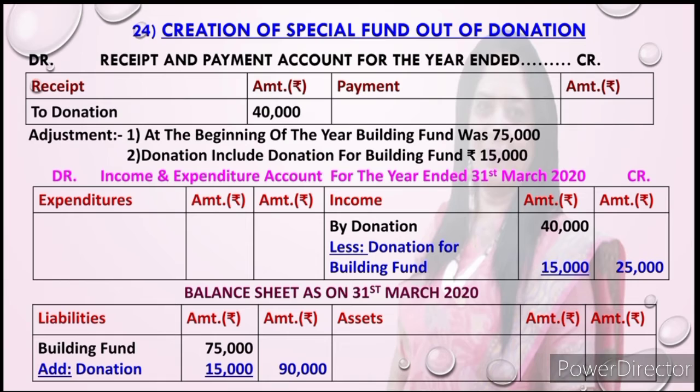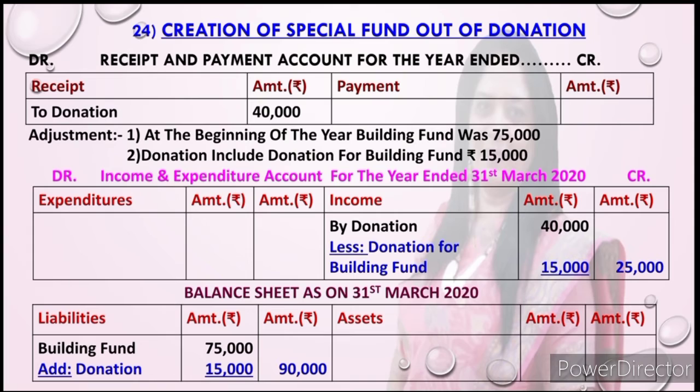Next adjustment, donation includes donation for building fund 15,000. So in donation 15,000 is included for the building fund. So from donation you have to deduct and write donation for building fund 15,000. So from 40,000, 15,000 will be deducted. The amount will be recorded in the outer column, that is rupees 25,000.